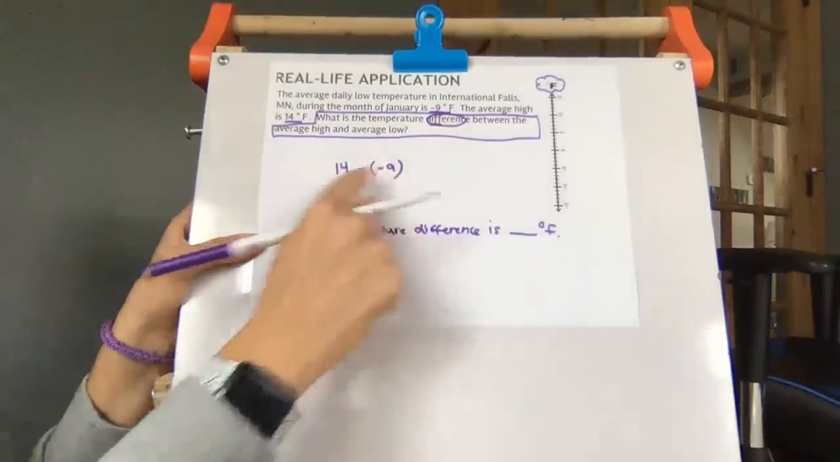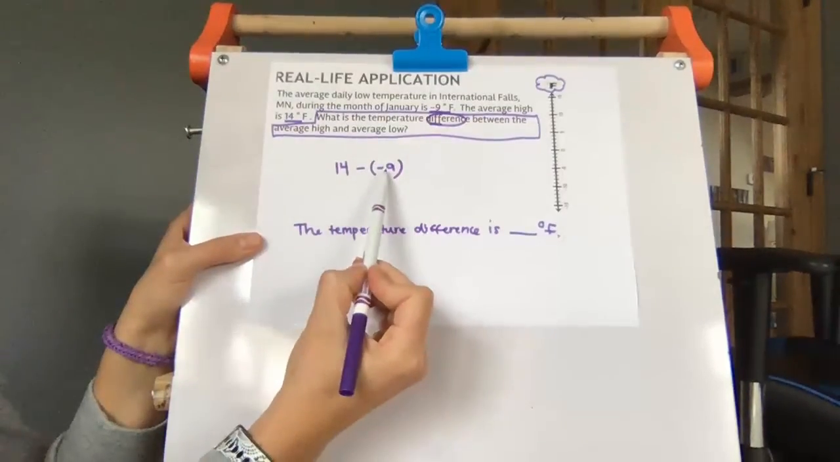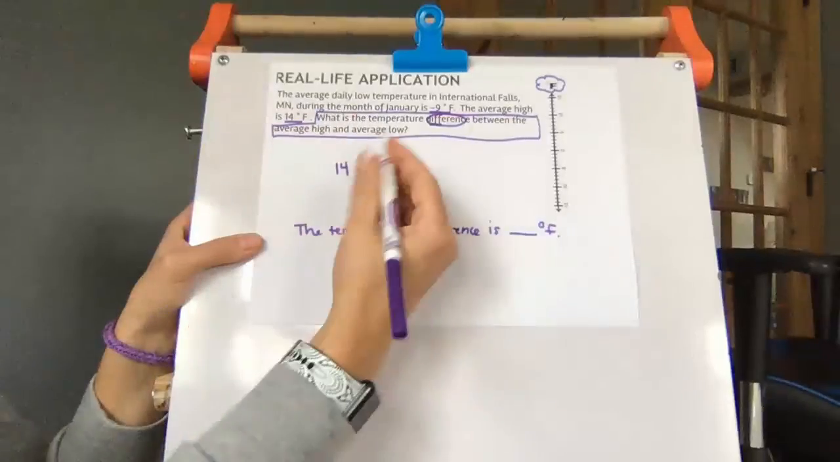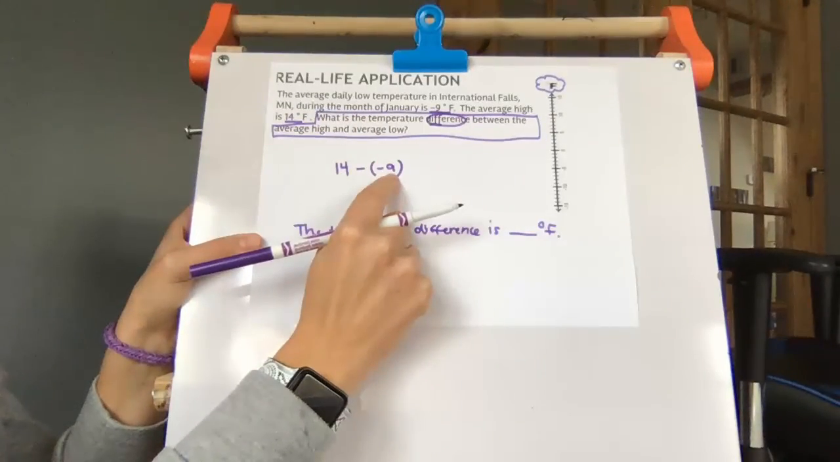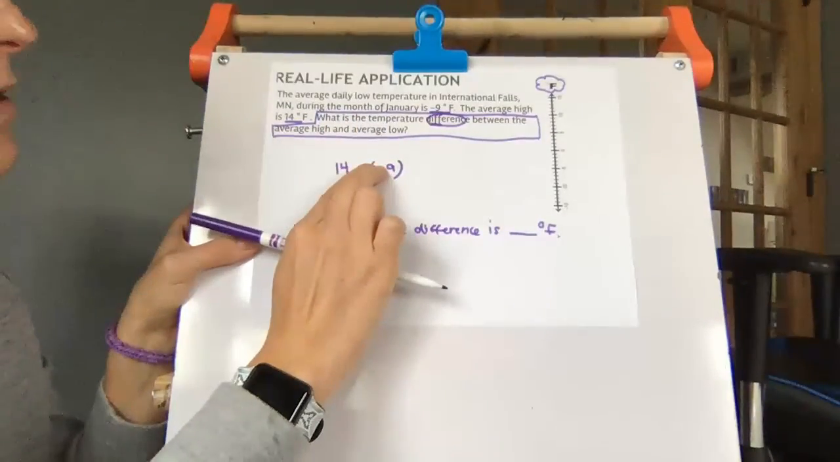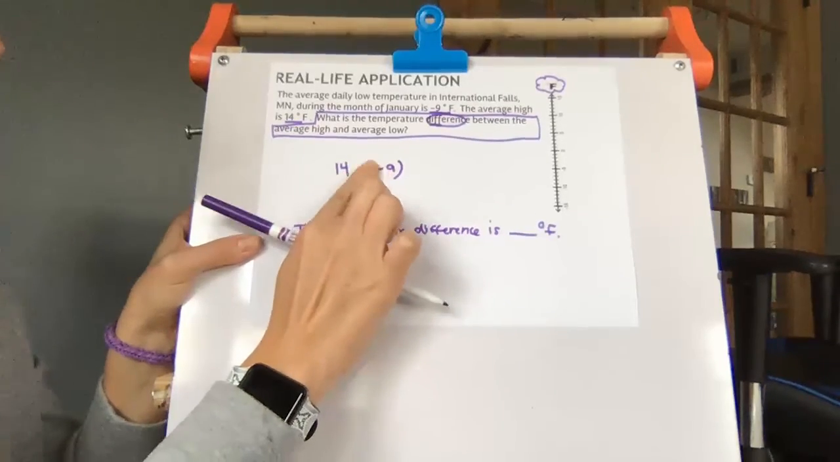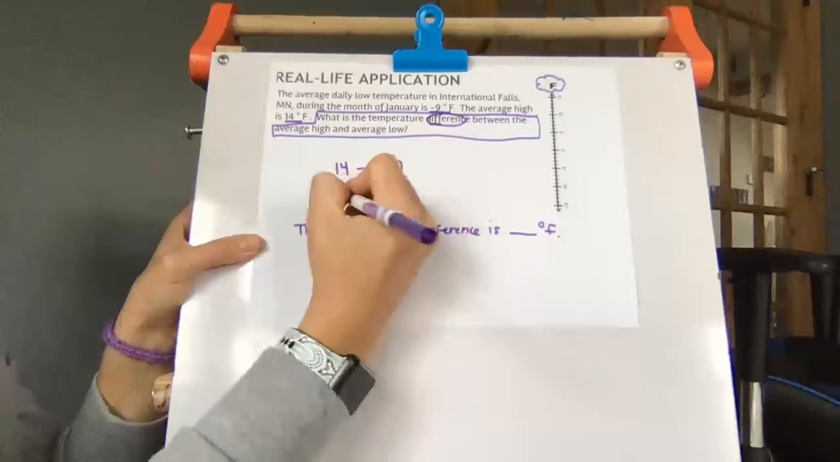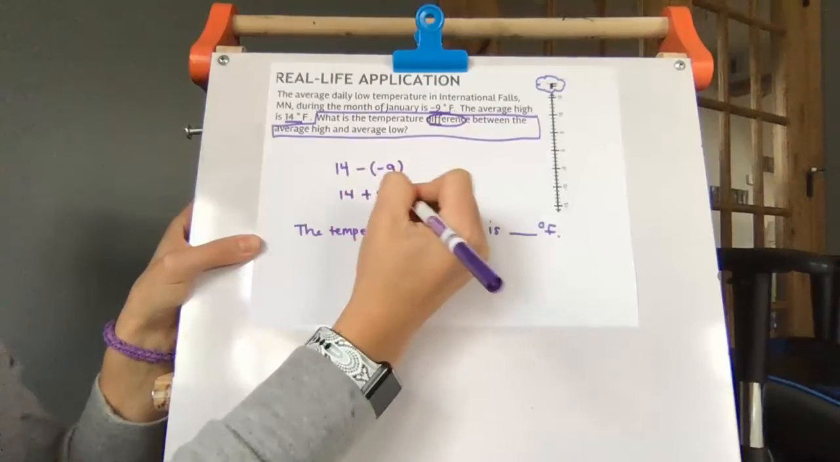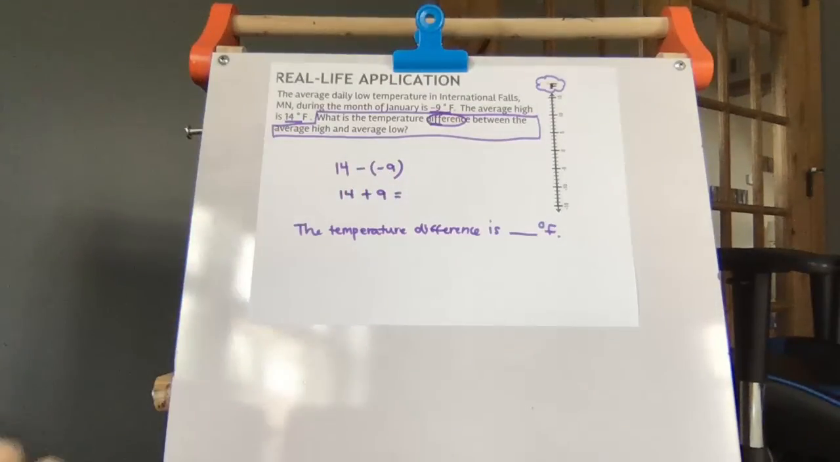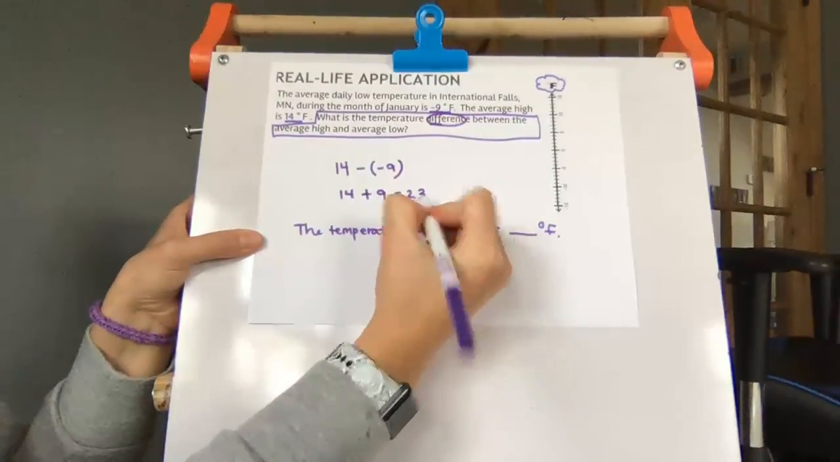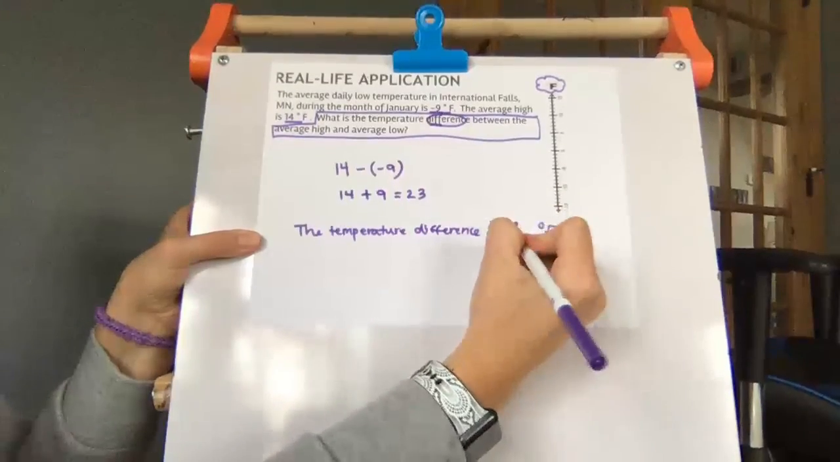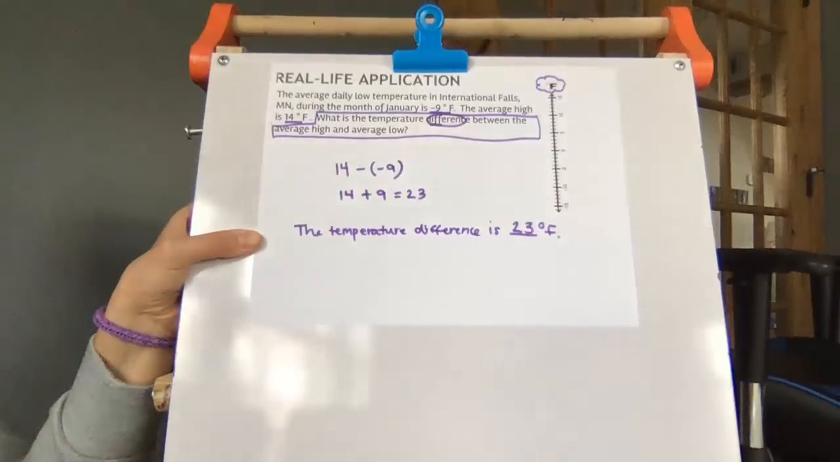What's the difference between these two temperatures? Well, you're taking away a negative, and when you take away a negative, you're left with 9 here, right? Because you'd be taking away those two. You take away the negative. So the default is positive. It would be 14 plus 9. And what does that equal? 23. So the temperature difference is 23 degrees Fahrenheit.